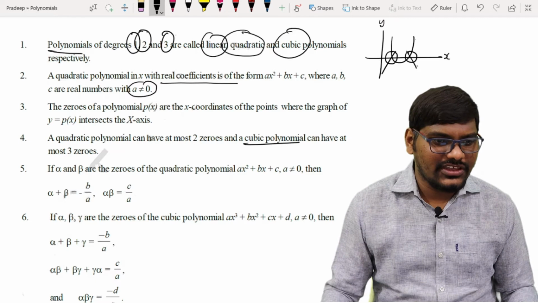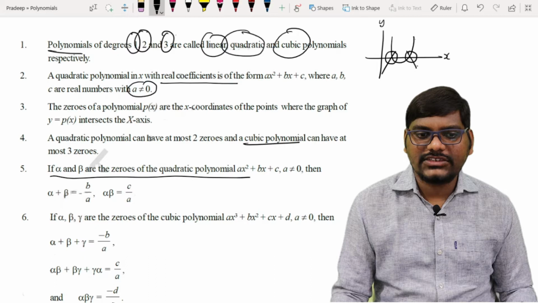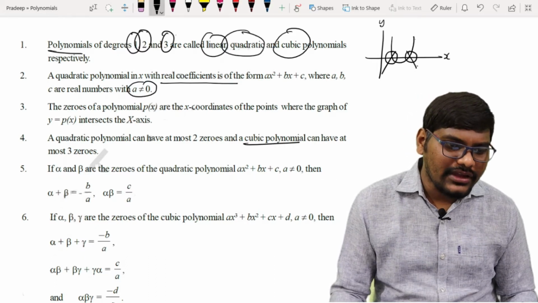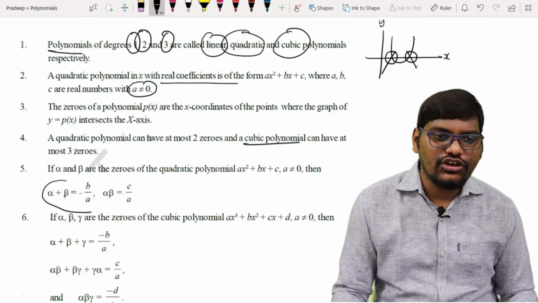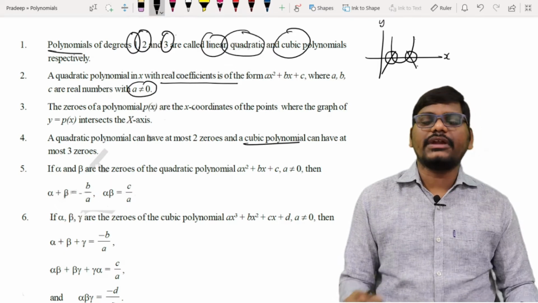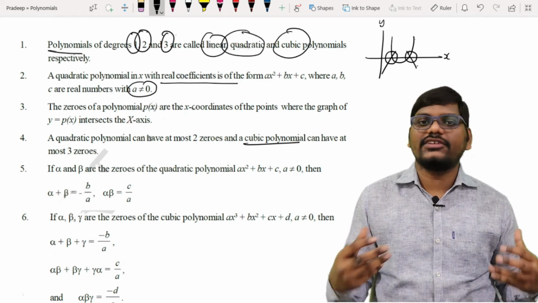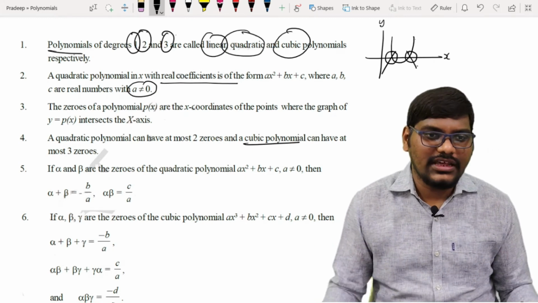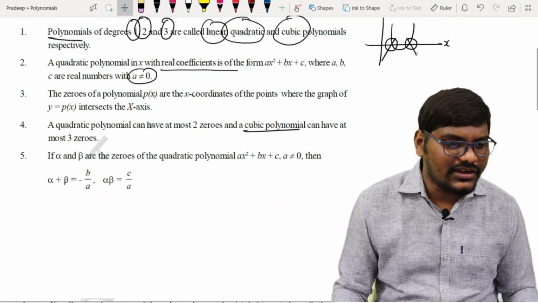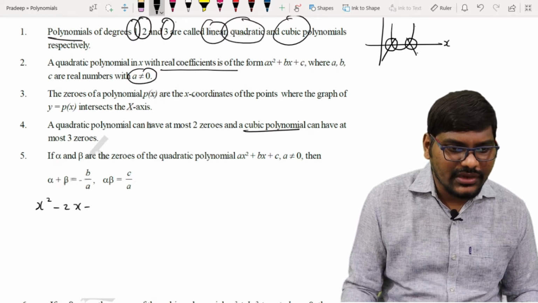Let's see the next thing here. If alpha and beta are the zeros of the quadratic polynomial ax square plus bx plus c, where a is not equal to 0, then alpha plus beta is equal to minus b by a, and alpha beta is equal to c by a. We'll discuss this fifth point more clearly by taking an example so that we understand it better. Suppose I take the example x square minus 2x minus 8.